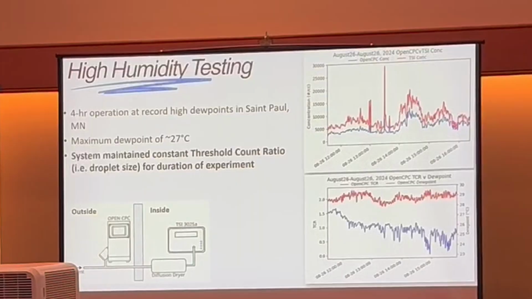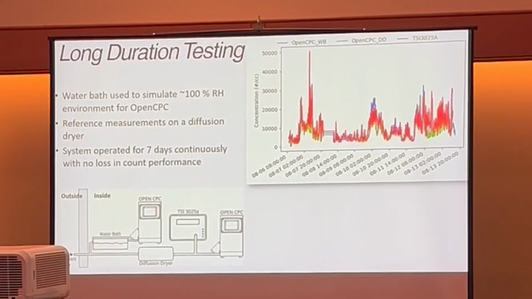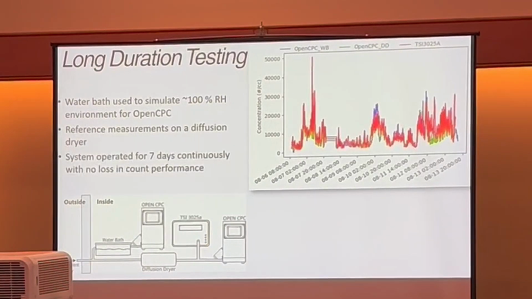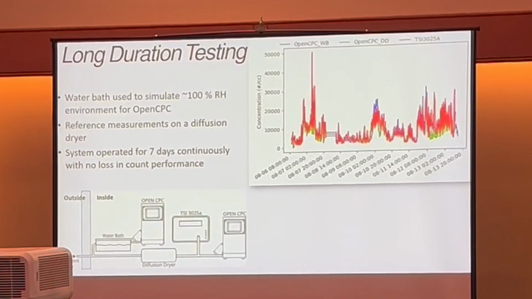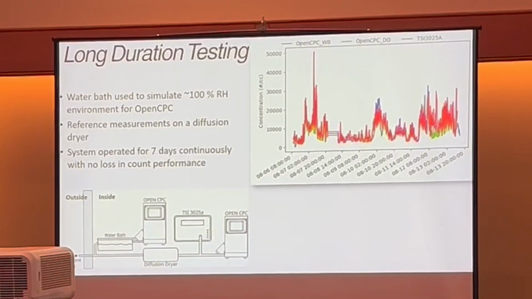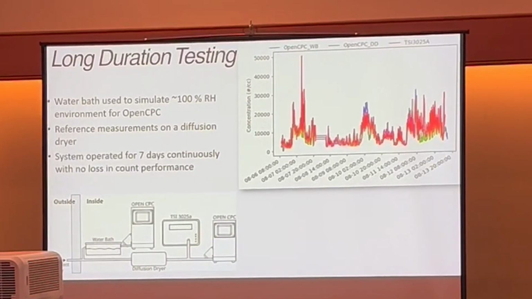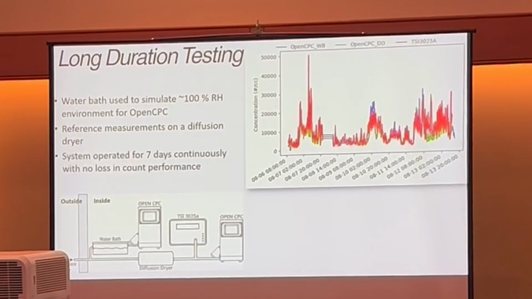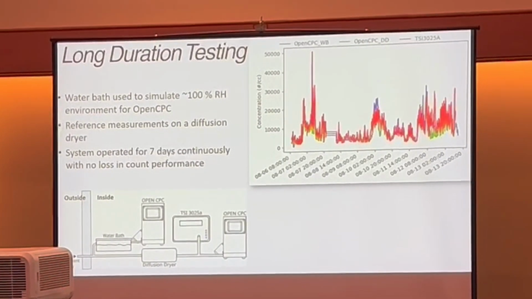But we're not happy with just 4 hours. We want it to run longer. So we decided to set up a 7-day continuous test with the same thing. This time we brought them all inside because we wanted to run it for a week and it might rain outside. We took one CPC to give it the worst case condition. We hooked it to a water bath and ran at 100% RH for 7 days. So it's just choking on a humid water bath. And the other two reference CPCs we attached to a diffusion dryer so that they were operating at nearly dry conditions, and we operated continuously for 7 days.